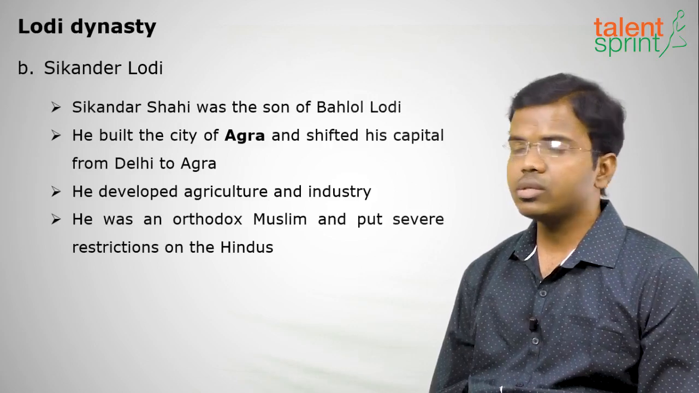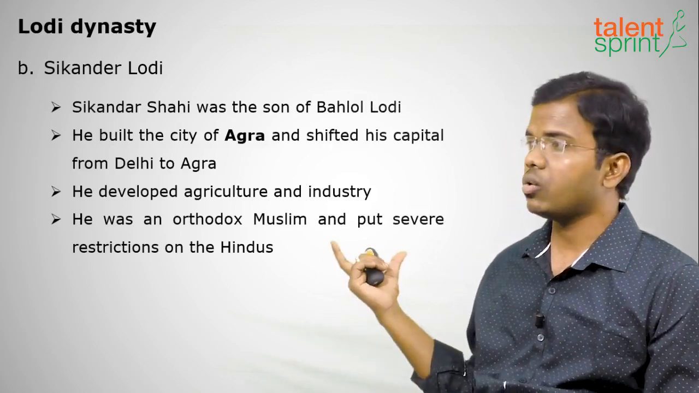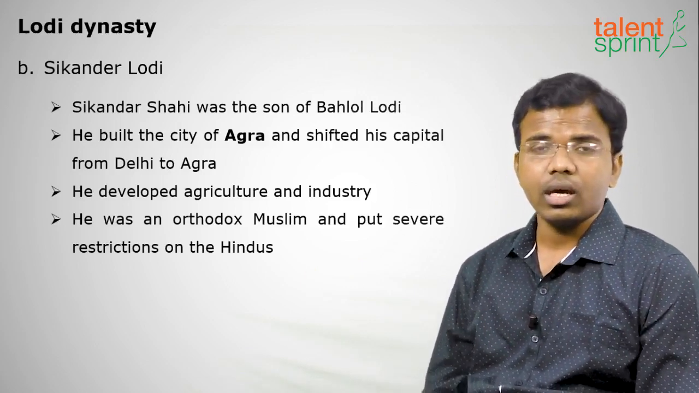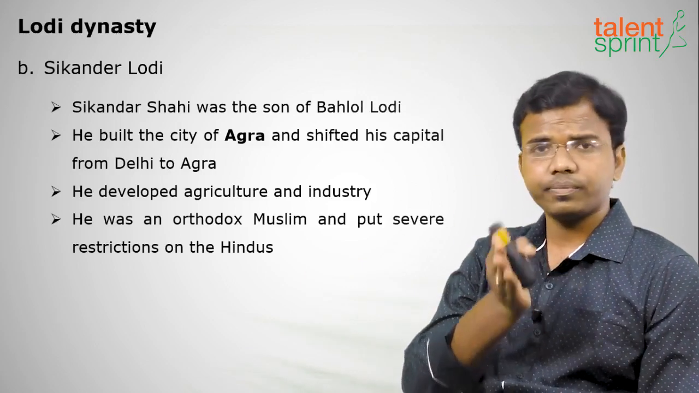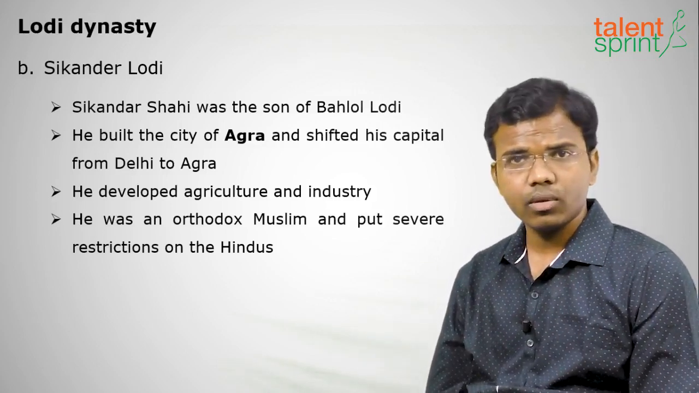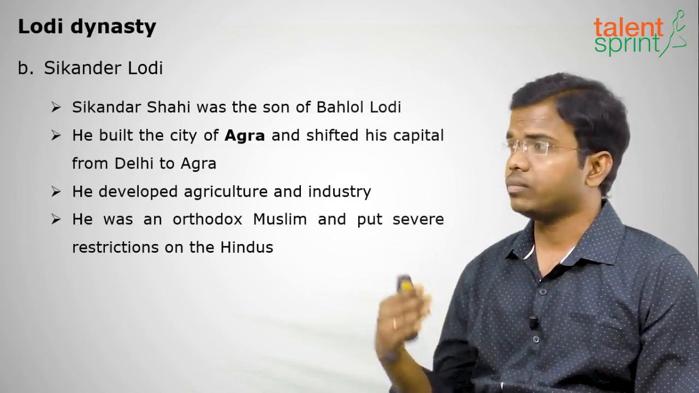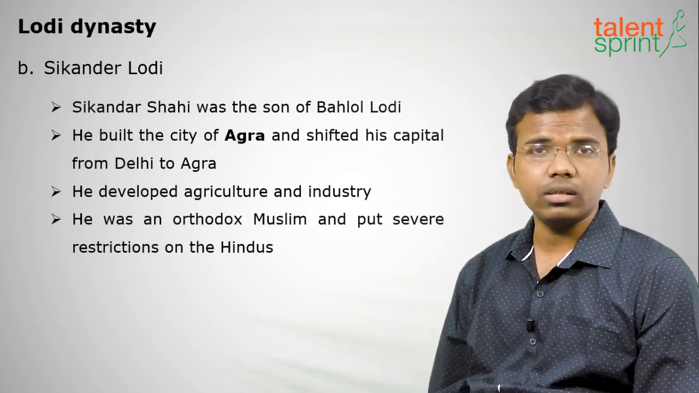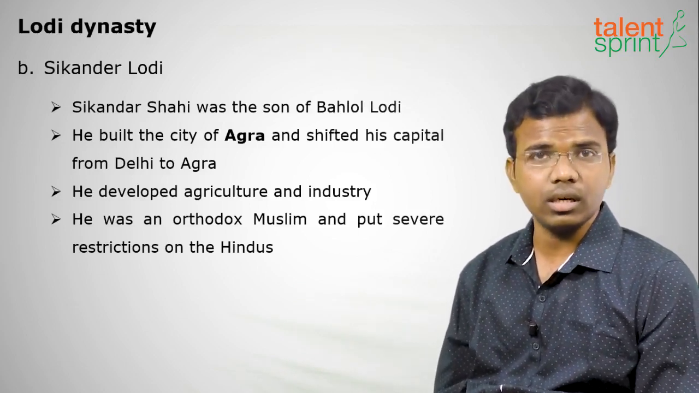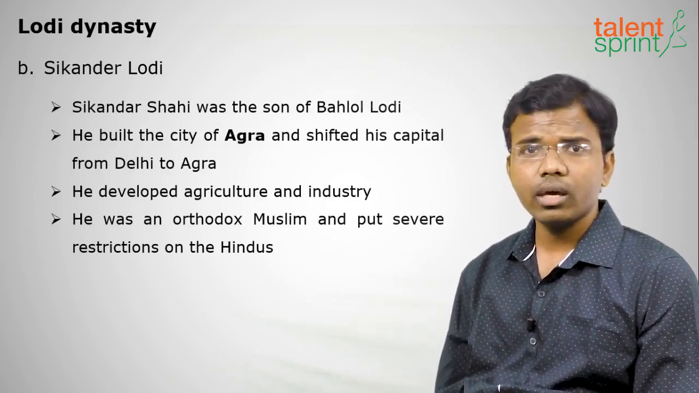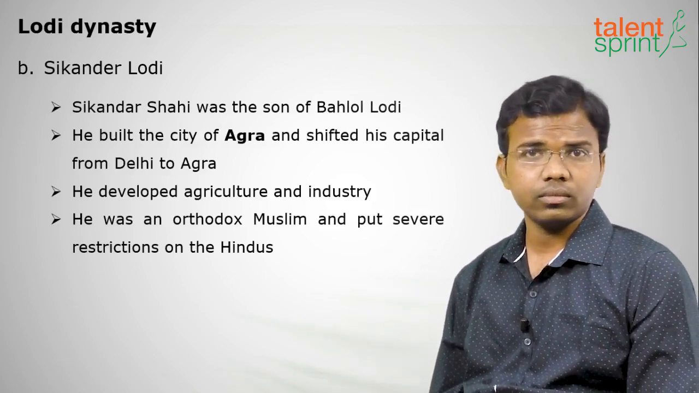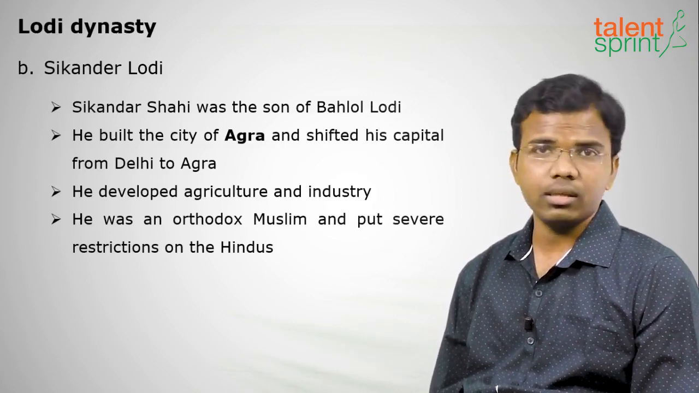Next, his son comes to the throne, that is Sikandar Shah or Sikandar Lodi, and he builds the famous city of Agra in Uttar Pradesh now. And what he does is he will move his capital from Delhi to Agra. Okay, from Delhi to Agra, and he was an Orthodox Muslim, and he was intolerant towards other religions. He developed industries and agriculture too. Okay, and he has written some books also on his pen name called Gulrukh. Okay, all these were done by Sikandar Lodi.